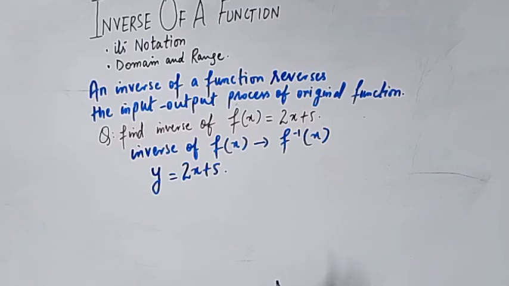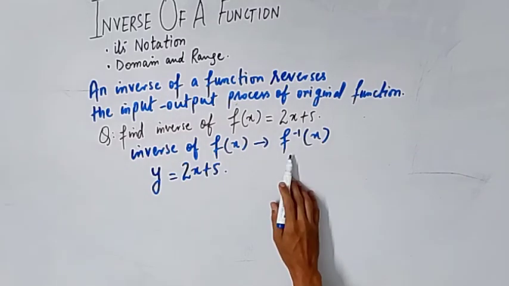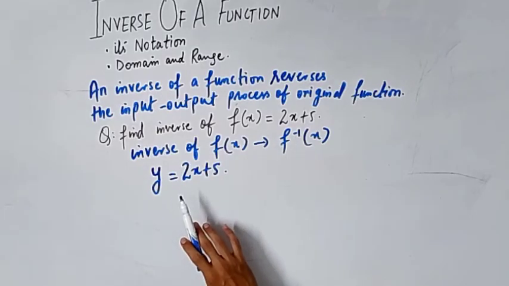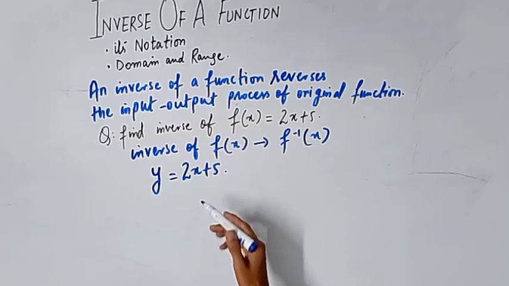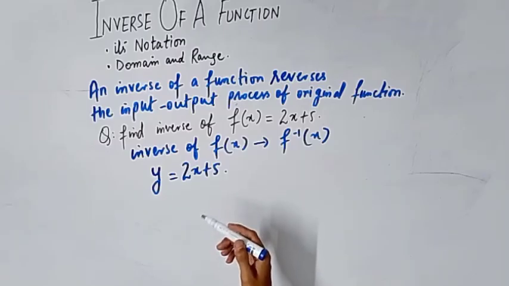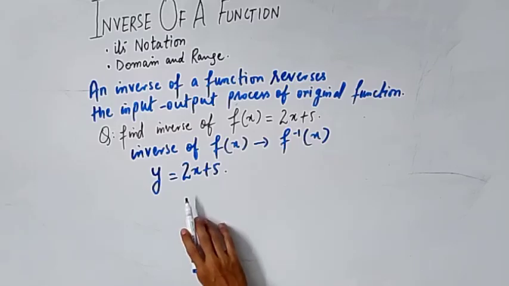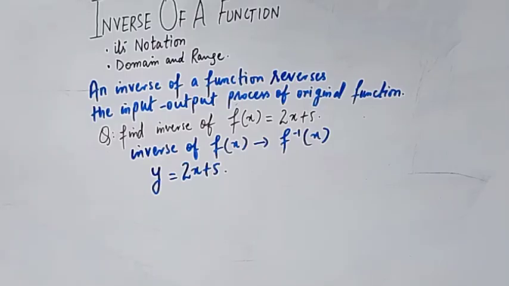I am repeating: whenever you want to find the inverse of the original function, you need to write your original function and take it equal to a variable. Right now we are taking it as y, and generally we take it as y. Now you need to find the value of x from here.